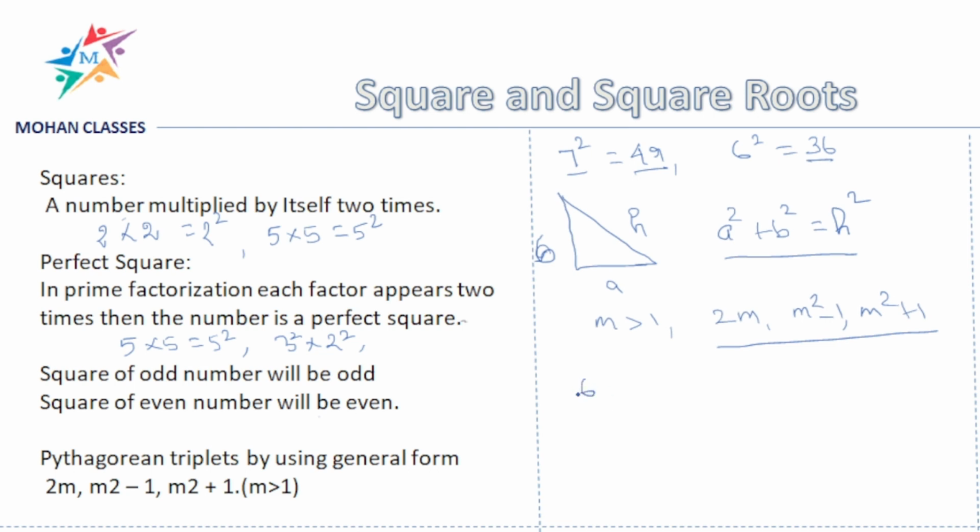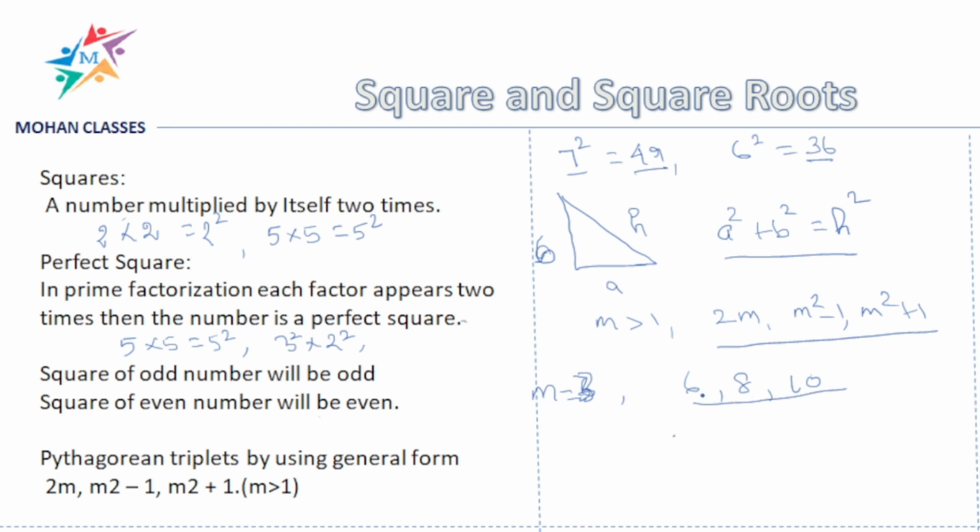Suppose m is equal to 3. Sorry, m is equal to 3. 2m is equal to 6. And then m square minus 1: m square is 9, 9 minus 1 is 8. m square plus 1: 9 plus 1 is 10. So these three numbers are called a Pythagorean triplet.